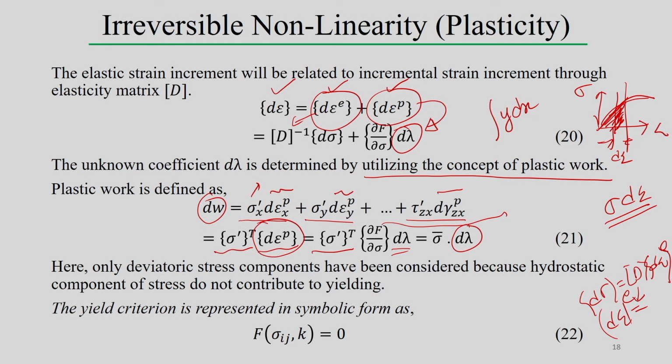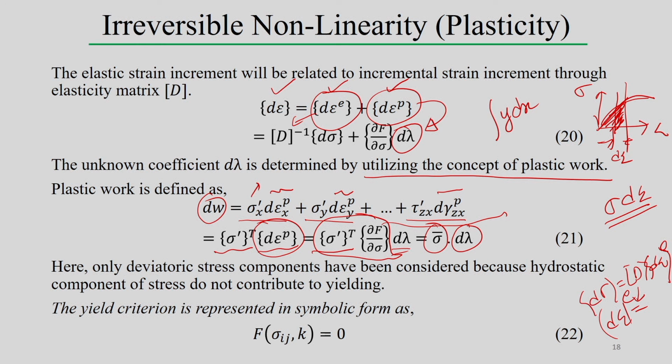So, in this case only the deviatoric components have been considered, because the hydrostatic component of the stress does not contribute to the yielding. That is why we have considered only the deviatoric stress component. Now, in this case sigma dot transpose, all this form we are representing with some value of sigma bar, which may be the yield stress component, but we say a single component, into the d multiplier. We will see further how it can be different, or how we can relate the different parameters.